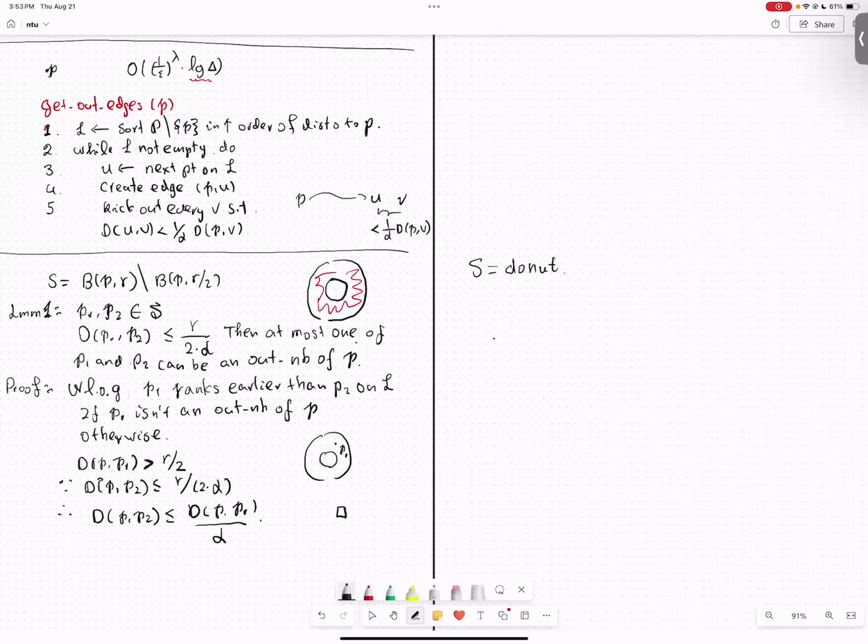Now I'm going to argue that at most, how many points? At most 4 times alpha to the power of lambda points in the donut can be our neighbors. So this is the second lemma. At most so many points in S can be our neighbors of P.